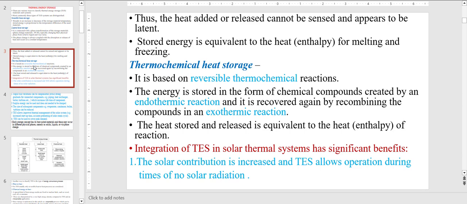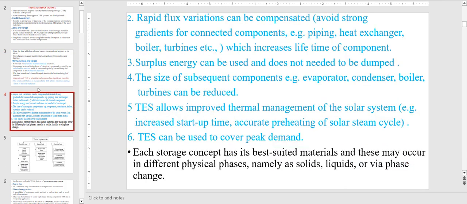Why do we need to store it? The solar contribution is increased and thermal energy storage allows operation during times of non-solar radiation. It is one advantage. Secondly, rapid flux variation can be compensated, which increases the lifetime of the components. Third one is that surplus energy can be used and does not need to be dumped. Fourth advantage is that the size of the subsequent components, that is evaporator, condenser, boiler, turbines, can be reduced.